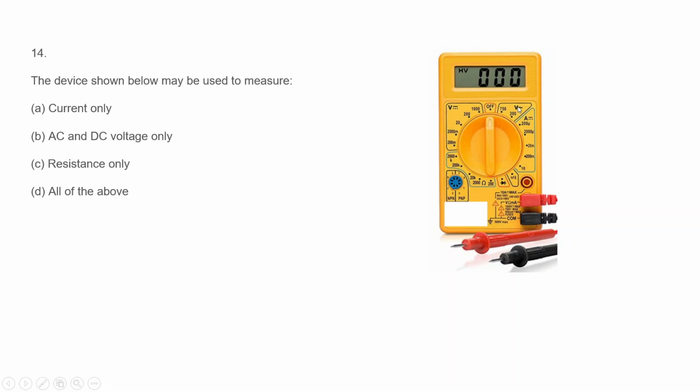This is voltage, so that means we can measure the voltage also. This is A, meaning ampere, so we can measure the current also. And this mark, we see it's written ohm. This is the mark for DC voltage, and this is the mark for AC voltage, meaning we can measure both AC and DC voltages here. We can also measure the resistance and the current here. That means we can measure all of the above here.